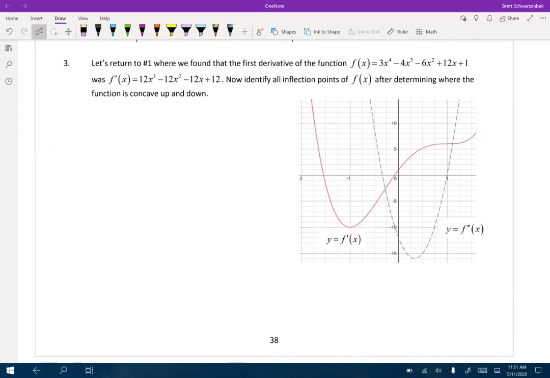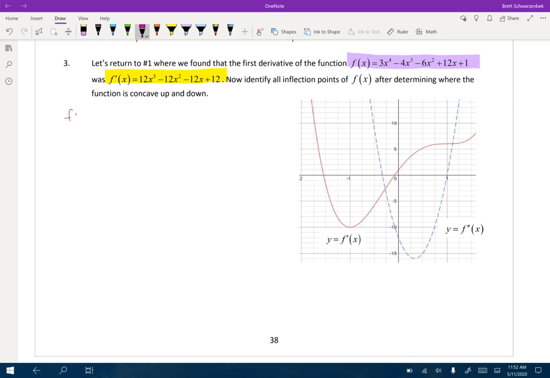Okay, so instead of rewriting the whole book here, for number 3, what I did was I returned to number 1 where we had this function and we took the derivative to get this, if you remember all the 12s. So now we're going to take that even further. This is what we would do if I gave you a gigantic problem. Now you would take it a step further and determine all inflection points after determining whether it's concave up or down. So basically you're restarting this whole process again. This time you're going to do the second derivative.